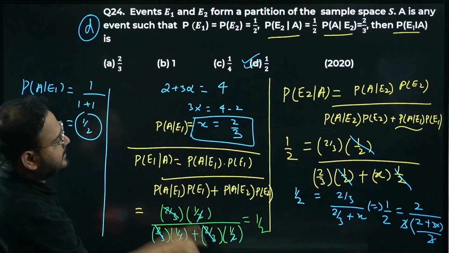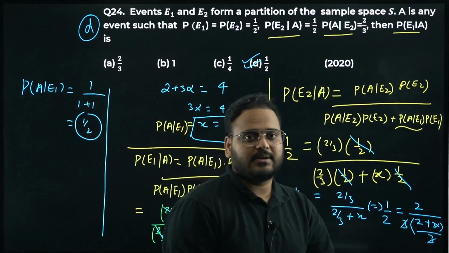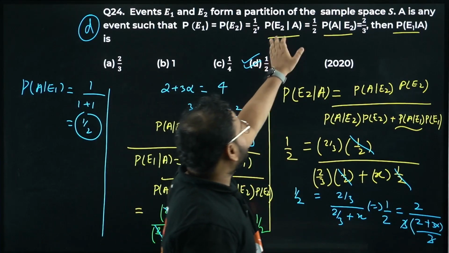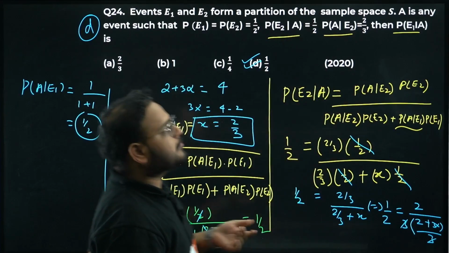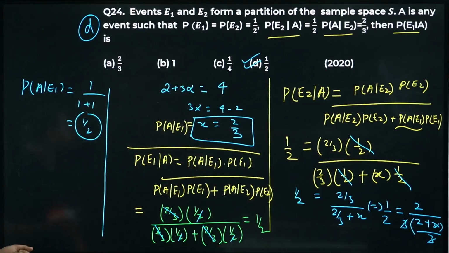It's a very simple but good question, okay? If you think a little bit, because you can see here they have given P(E2) and A given E2. Of course, then we have to use the condition of Bayes theorem to help our cause. 24th is done, 25th now.